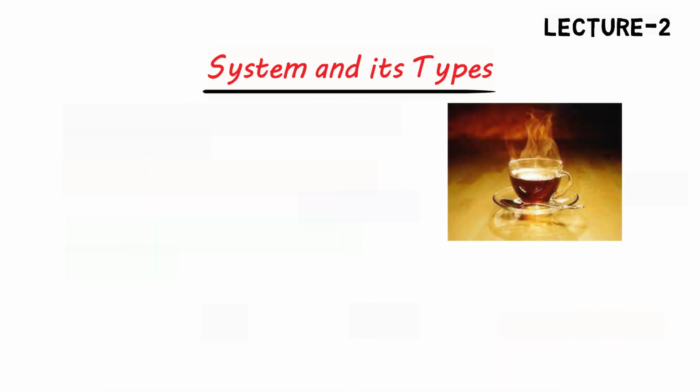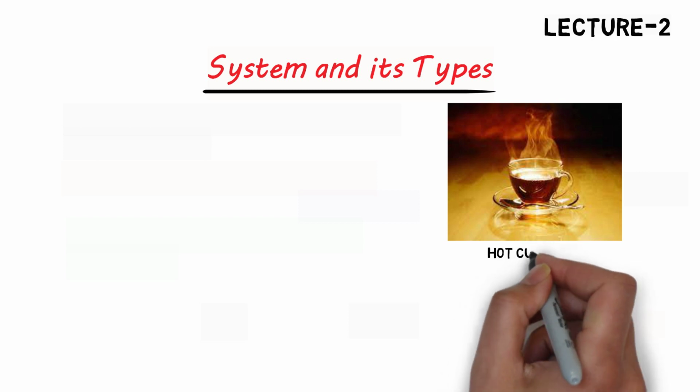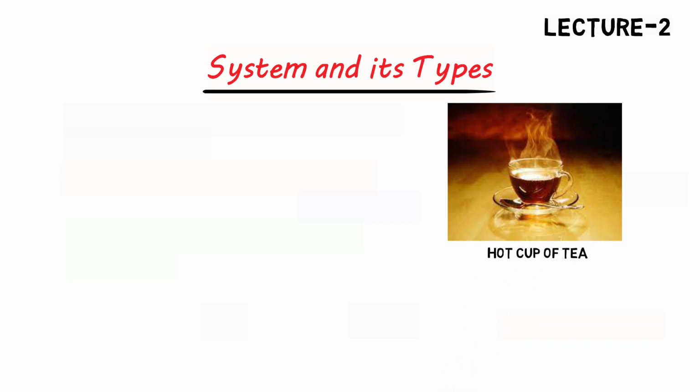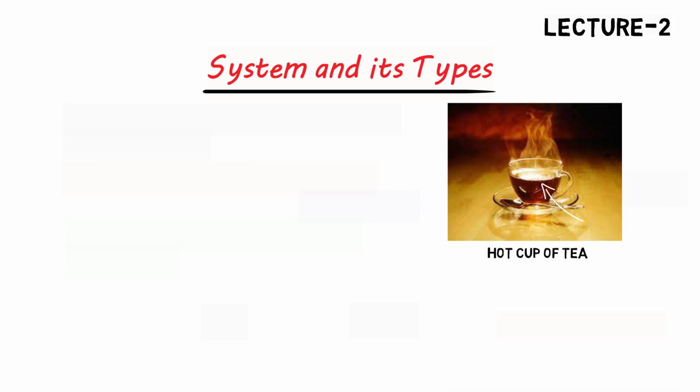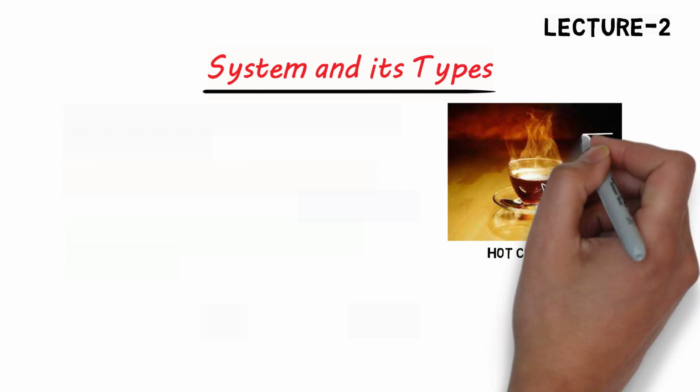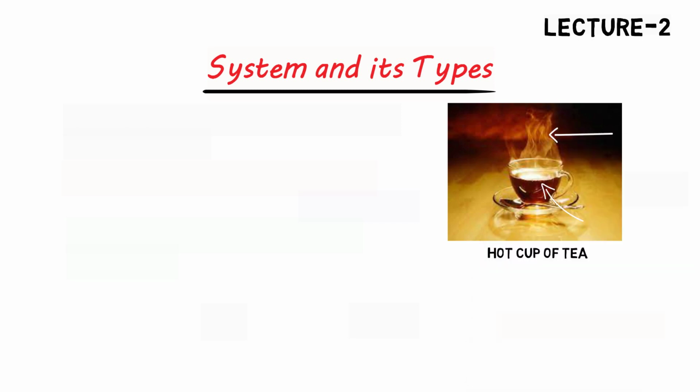Now let's consider a hot cup of tea. On investigating this cup, you can say the color of the tea is brown. Second, fumes are escaping, indicating there is matter transfer. Third, the cup is hot, indicating there is high energy associated with that tea, and that's escaping to the surroundings also.